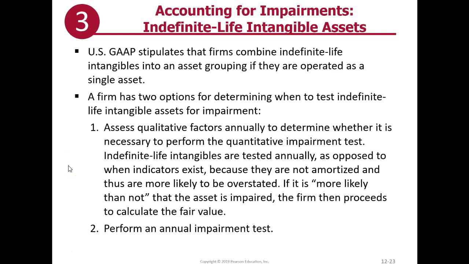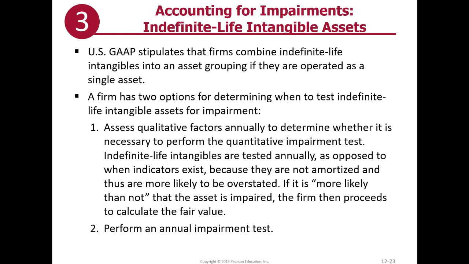When to test? Annually. They have to be tested annually. A firm has two options for determining when to test indefinite life intangible assets. First, they can do what's called a qualitative analysis. You assess qualitative factors annually to determine whether it's necessary to do the quantitative test. Indefinite life intangibles are tested annually because they are not amortized, and thus they're more likely to be overstated. If it turns out that it is more likely than not that the asset's impaired, then we go on to do the quantitative test.